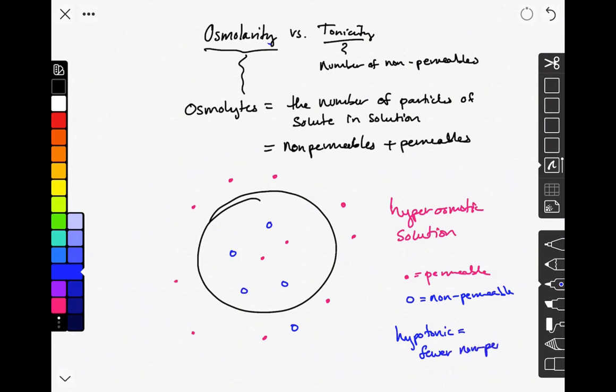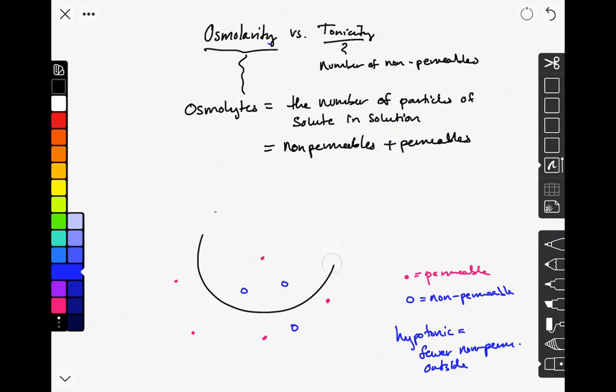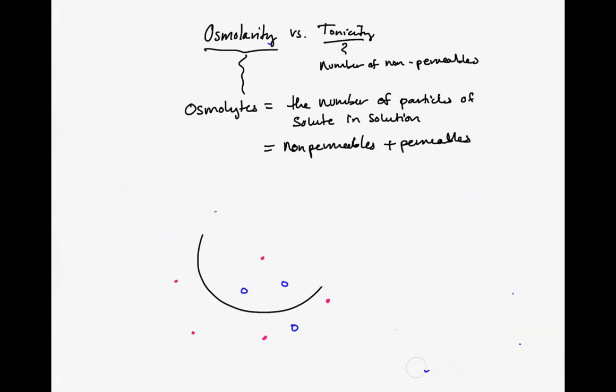And again, that hypotonic is because we have fewer non-permeables outside than inside, and this would influence the water movement. The water would move in while the solutes would also move in to attempt to balance out. The permeables would attempt to balance things out.